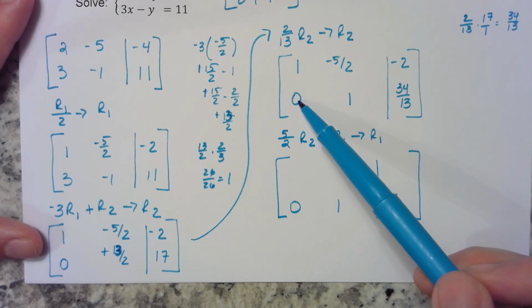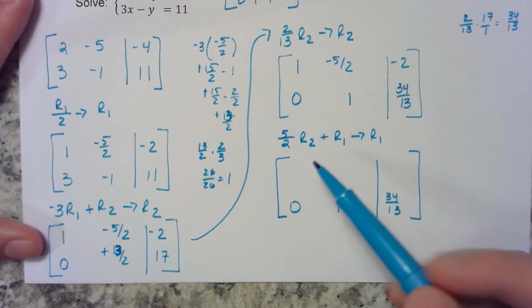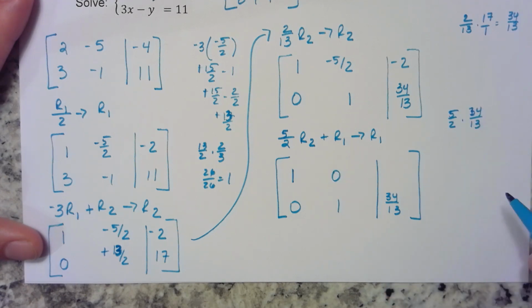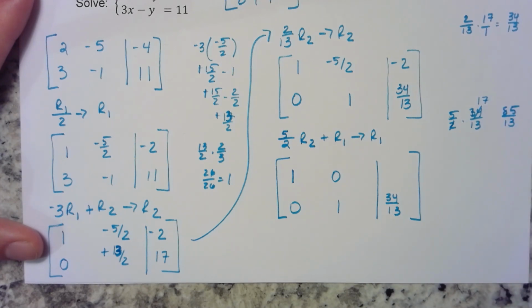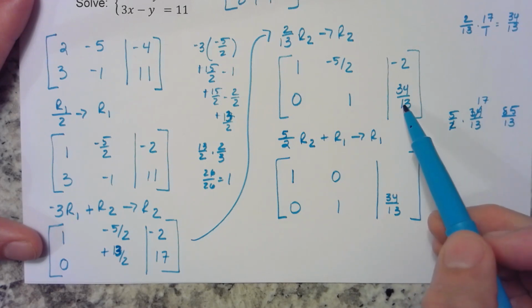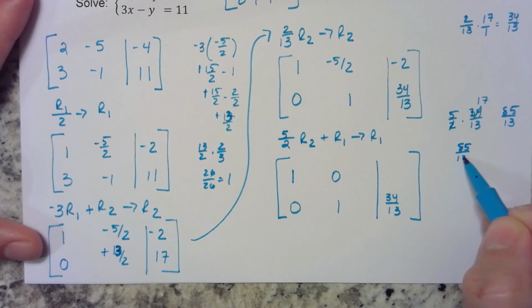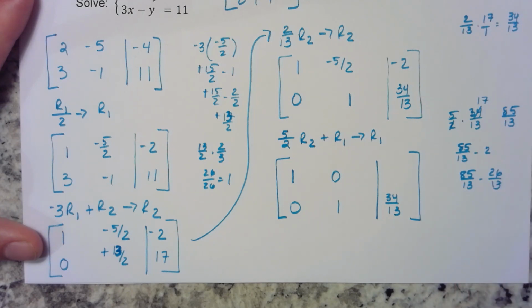5 halves times 0 is 0, plus 1 is 1. Then we have 5 halves times 34 thirteenths. Well, 2 will go into 34 17 times. 5 times 17 is 85 over 13. So we have 85 over 13 minus 2. So that's 85 over 13 minus 26 over 13. And 85 minus 26 is going to be 59/13.